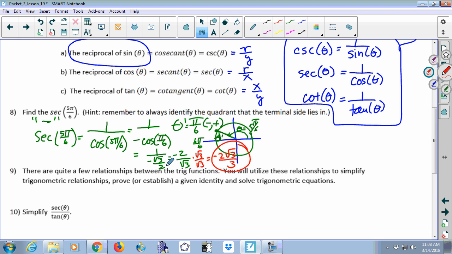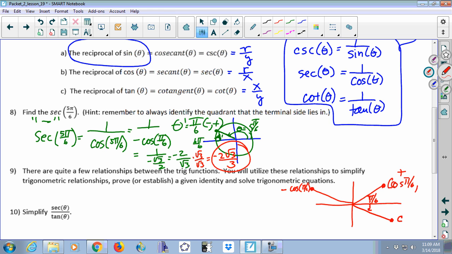Is negative cosine of pi over 6 the same as cosine of negative pi over 6? Yes. But the location is different. So in other words, all I'm doing here was finding the reference angle, Benny, to be pi over 6. And the cosine here of pi over 6 is positive, right? And I know I'm over here, so I'm going to have negative cosine of pi over 6. Right? If I go negative cosine of negative pi over 6, I'm going this way.